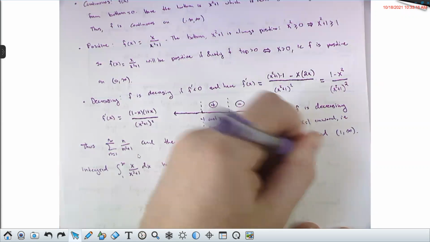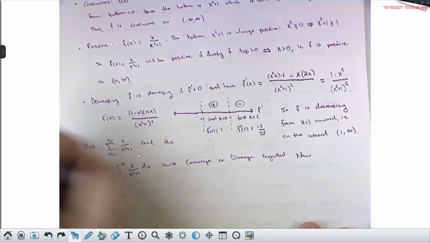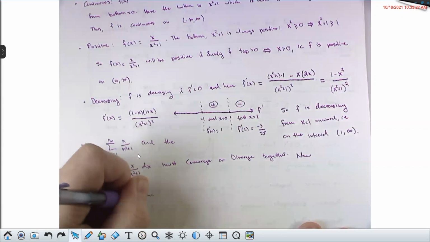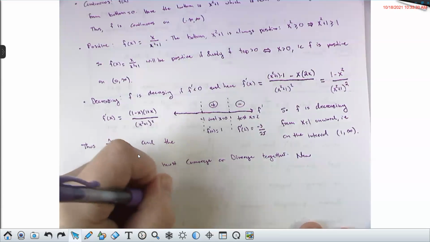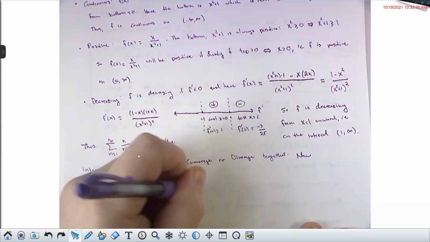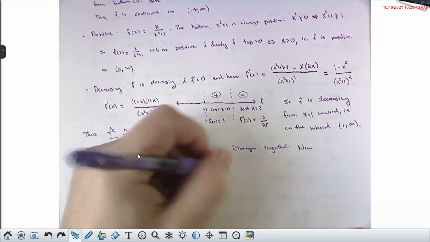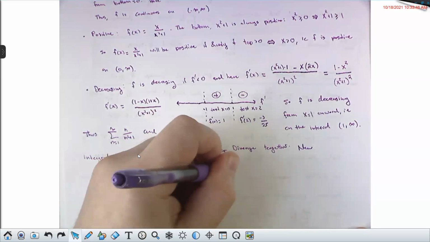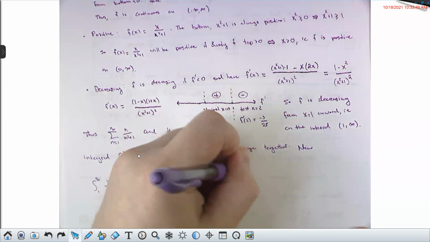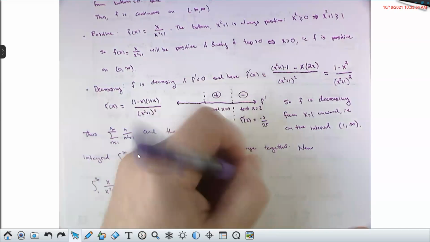Now, the integral from 1 to infinity of x over x squared plus 1 dx, by definition, is the limit as capital R goes to infinity of the integral from 1 to capital R of x over x squared plus 1 dx. How do you do this integral? U sub. U sub, very good. I'm going to use the symbol z. U sub for the bottom, x squared plus 1. dz is then 2x dx.